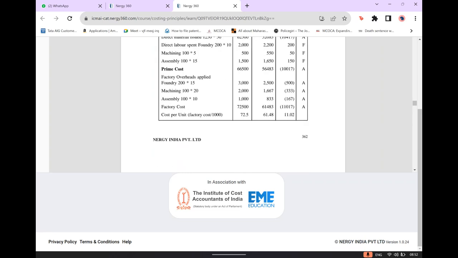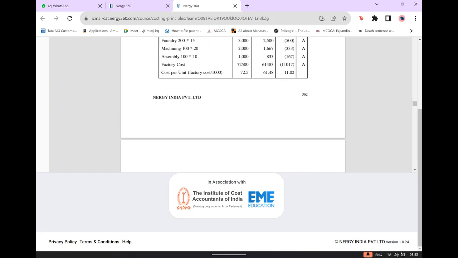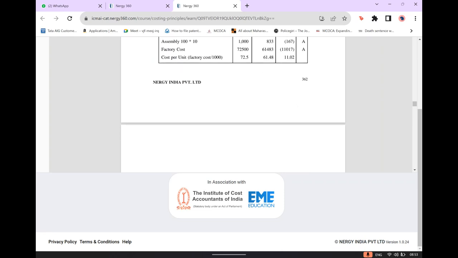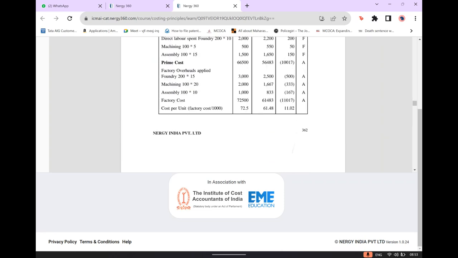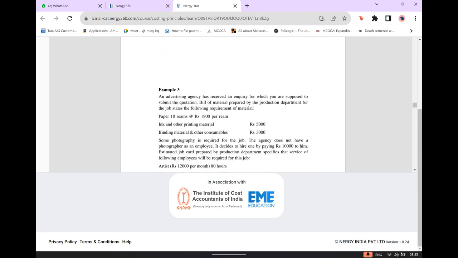Like this, you have arrived at the cost per unit. Please refer to the solution screenshot which I have already provided to you. How to arrive at the estimated cost we have explained and worked out in detail, so I'm not working it out in detail now. One thing you have to understand: if the estimated is less than the actual, then it is an adverse variance. If the actual is less than the estimated or budgeted, then it is a favorable variance.